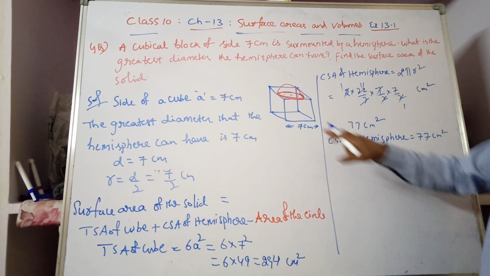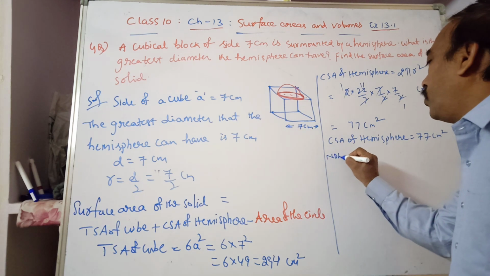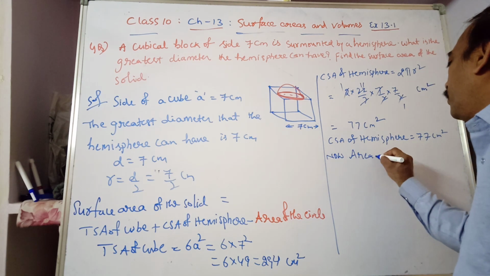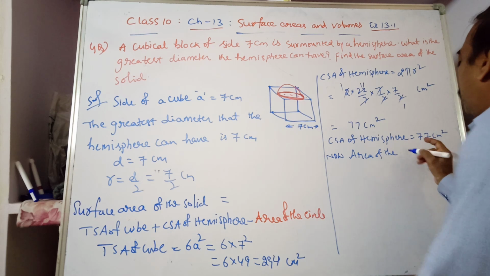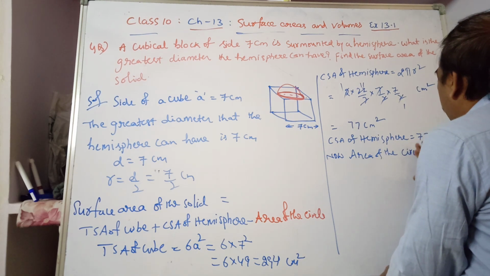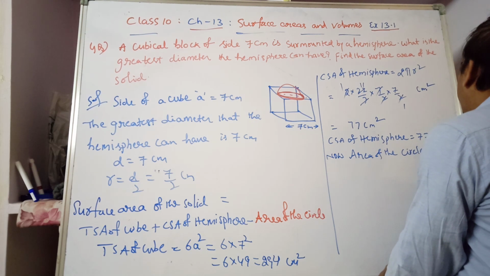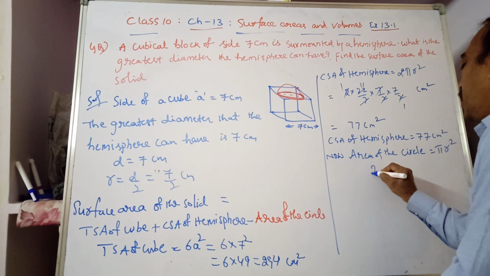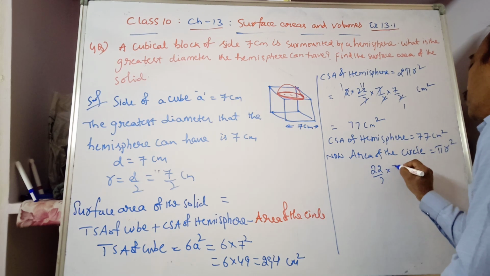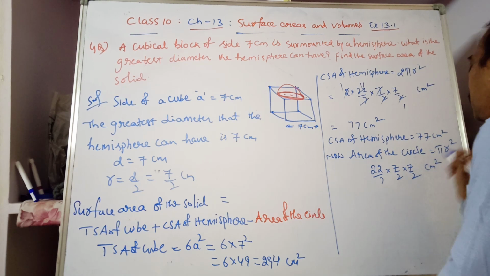Now we have to subtract the area of this circle. So the area of the circle is equal to pi r square, which is 22 by 7 into 7 by 2 into 7 by 2 centimeter square.